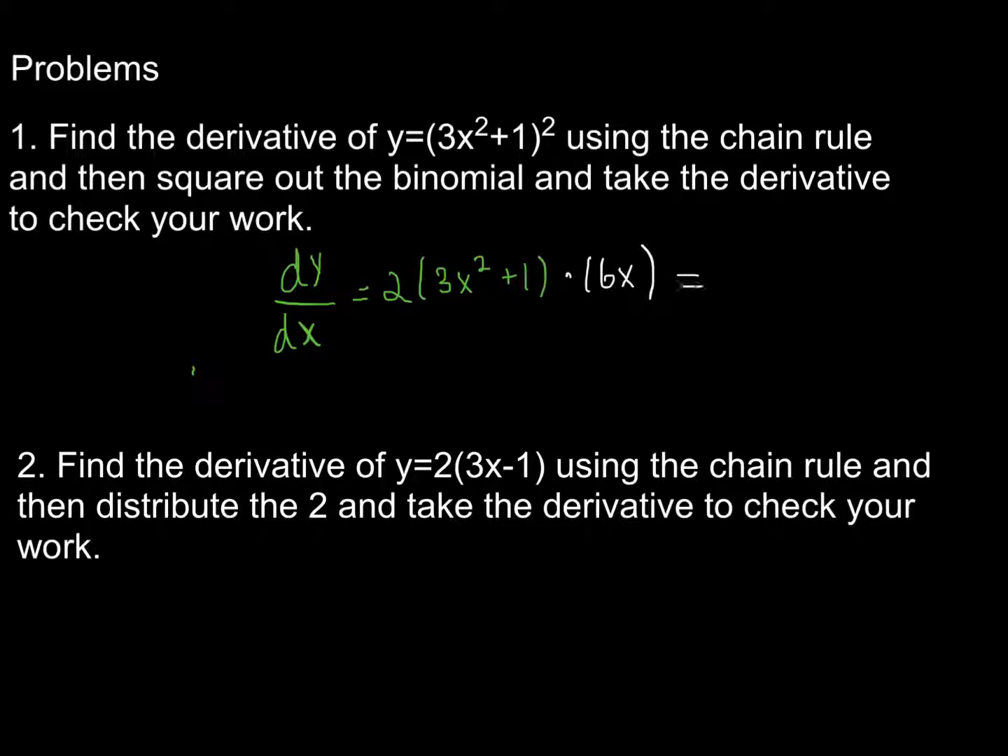And so the derivative, I can simplify this all out, and what I'll need to do is distribute the 2 and then multiply by 6x. So if I distribute the 2, I get 6x squared times 6x, which will be 36x cubed. And then distribute the 2 times 1, which is 2, times 6x, which will be 12x.